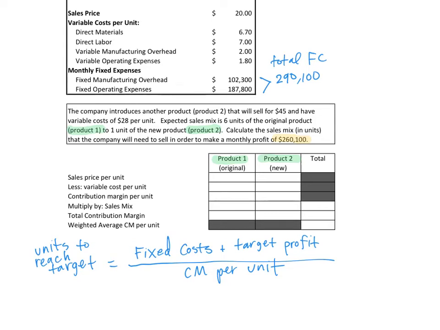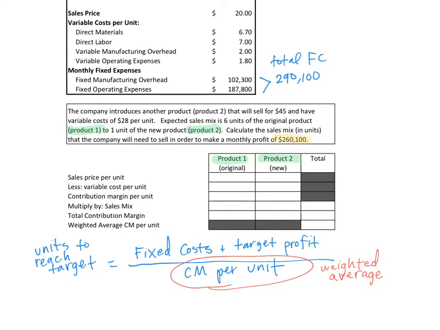So in our target profit equation, the denominator, contribution margin per unit, we don't have only one unit. Because of that, we need to calculate a weighted average contribution margin per unit and use that for the denominator of our target profit equation. This table is set up to help us calculate the weighted average contribution margin per unit.